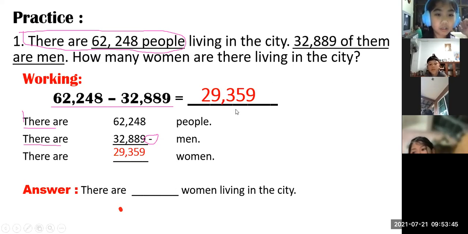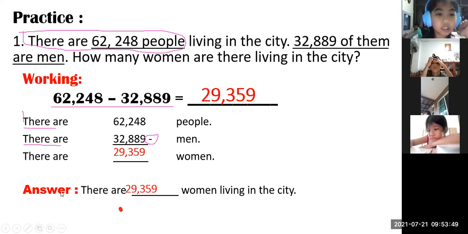Don't forget to write inside the boxes there in your book. And here at the bottom, there are 29,359 women living in the city, because we know already the number of men. Now in number two, let me see the time here. Our time here is 9:51. We have 9 minutes left.